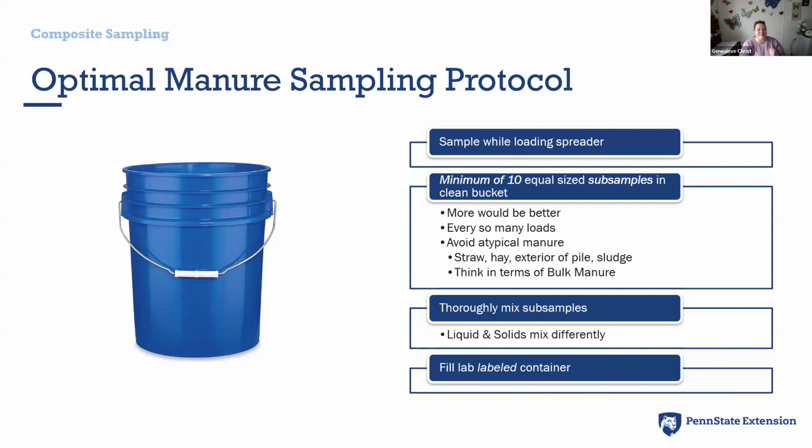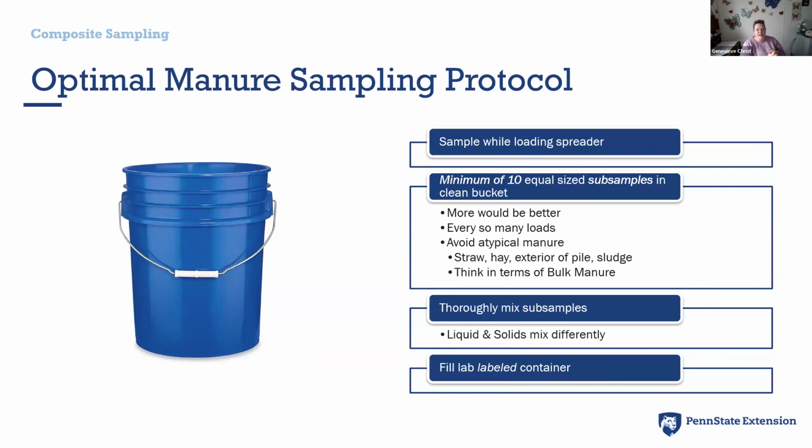Of course, more samples are better, right? The more subsamples you collect into that bucket, the better. You can do it every so many loads. Nobody wants to be collecting 200 subsamples if they don't have to. So figure out a time, a scale, a number, like I'm going to collect every 5 loads or every 7 loads. That can be helpful.